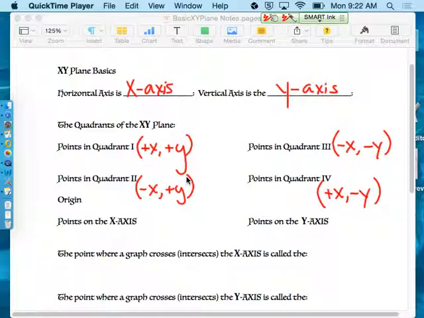The origin is the point 0, 0, right in the center of the plane. And I'm going to clear the board and move up so that you can continue on with your notes.